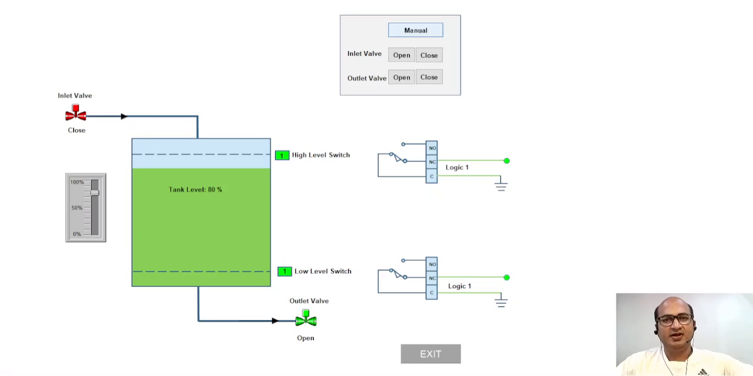Now it is in manual mode. So if the level goes below the low level, the valve position is not going to change. So manually you have to make it high, low, open, close, whatever you want to do. And now if it is in auto mode, then you can check the logic.